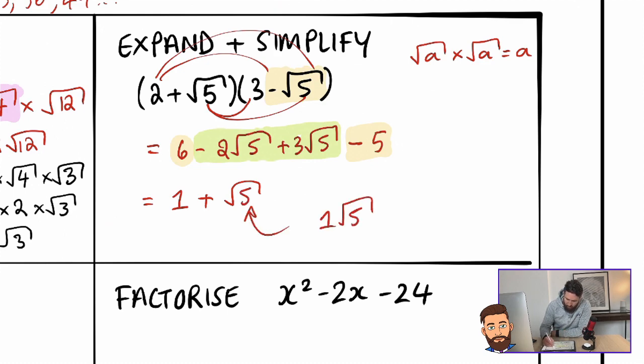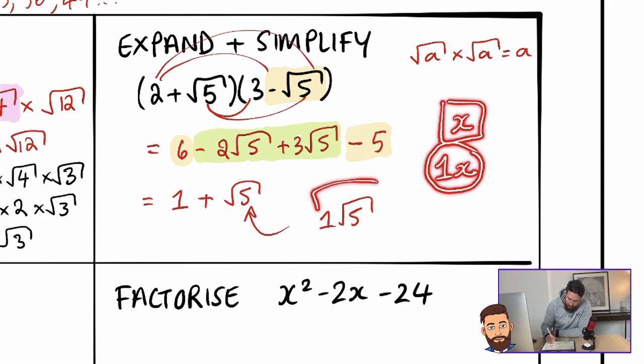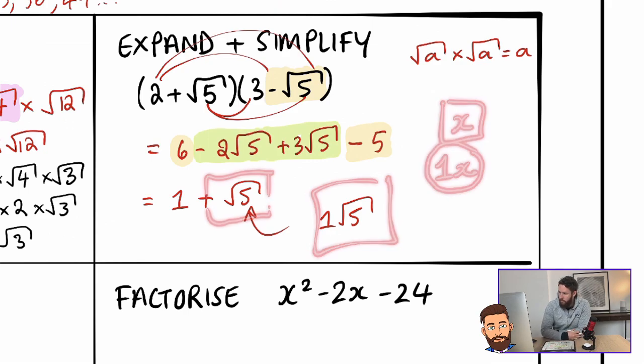Exactly the same. Similarly, x is 1x. We just don't normally write 1x, we just write x. Same here with surds. You wouldn't really write 1 root 5, you'd just write root 5.